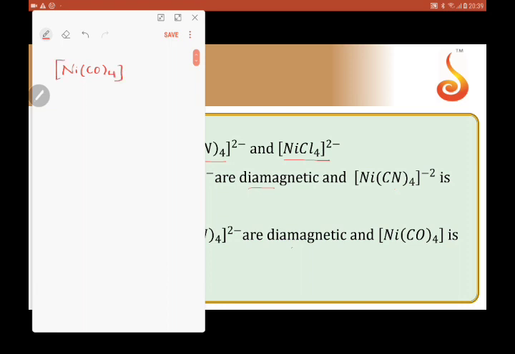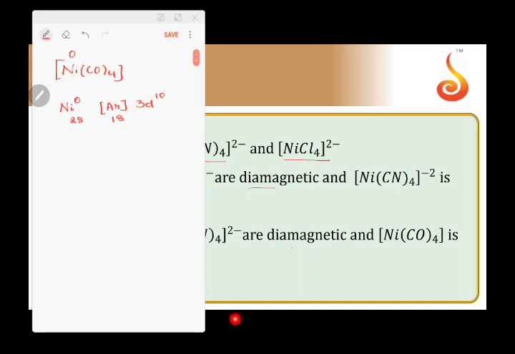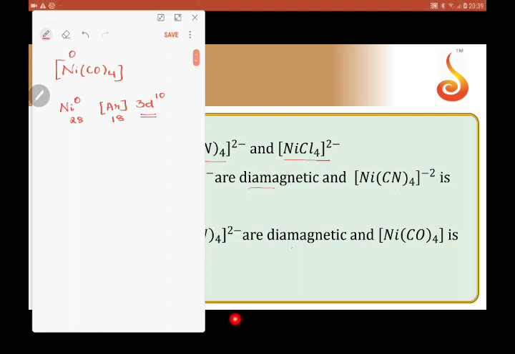Nickel here is in zero oxidation state. Therefore, it has 28 electrons. If I take argon, which accounts for 18 electrons, then there are 10 electrons remaining in 3d. If 3d has 10 electrons, meaning it is full, the hybridization which will occur is sp3, because the 4s orbital and 4p 3 orbitals are involved in the hybridization, giving sp3 hybridization.